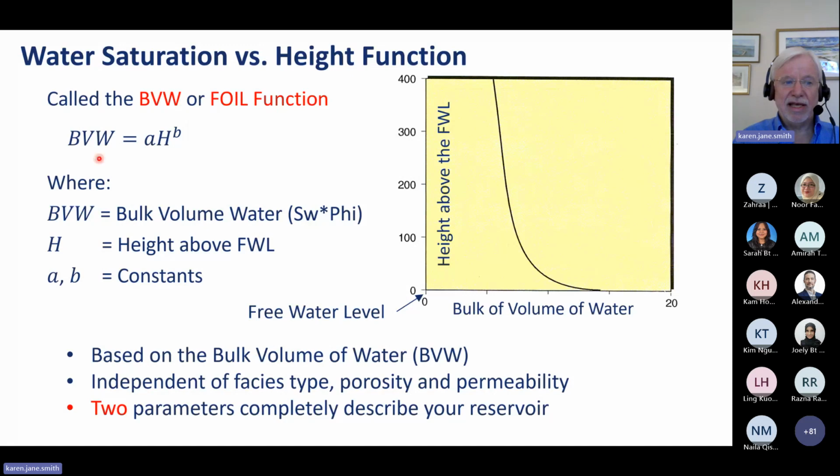Very simple. It says the bulk volume of water on the left-hand side is a function of the height above the free water level with two constants. And the dimensions on both sides do match up, before you ask. So this function is based upon BVW, the bulk volume of water, and is independent of porosity and permeability, as I will explain. But the key thing is your complete reservoir in the reservoir model is completely described by these two parameters.